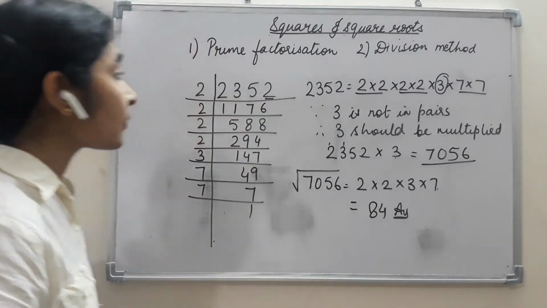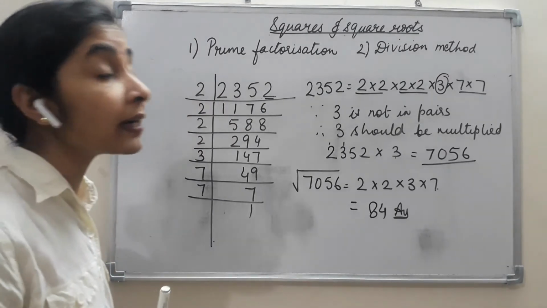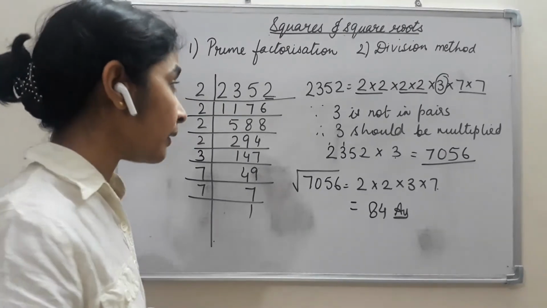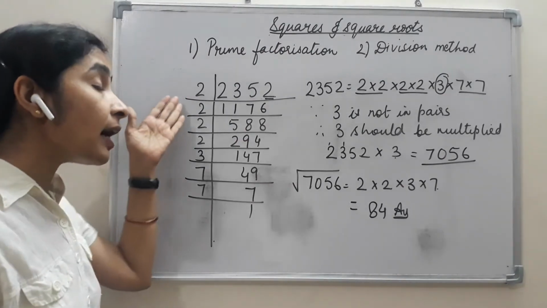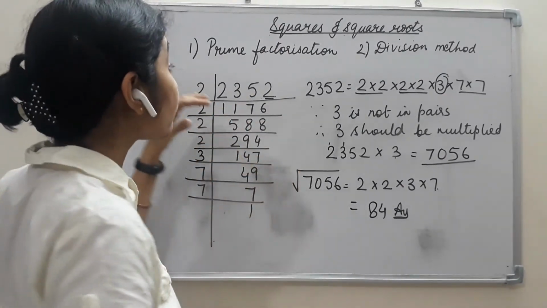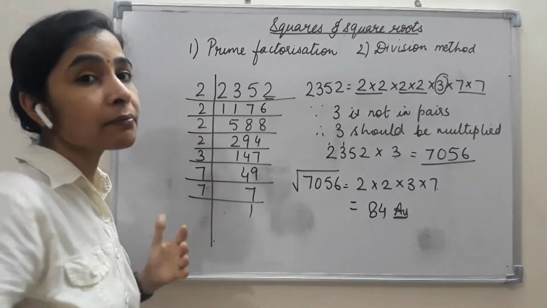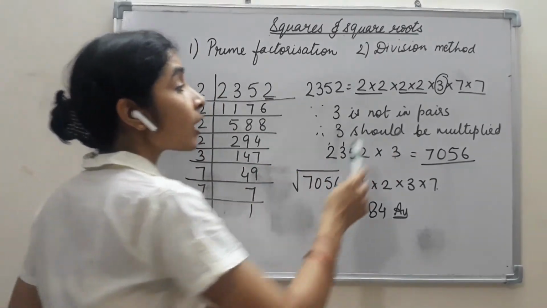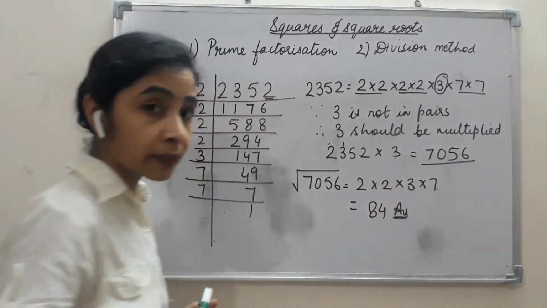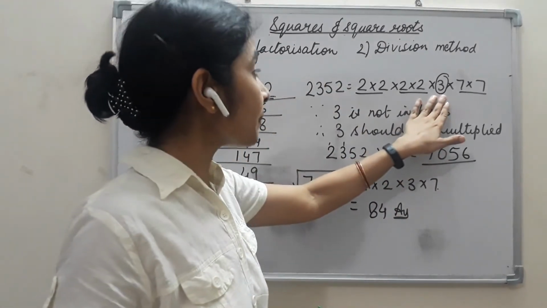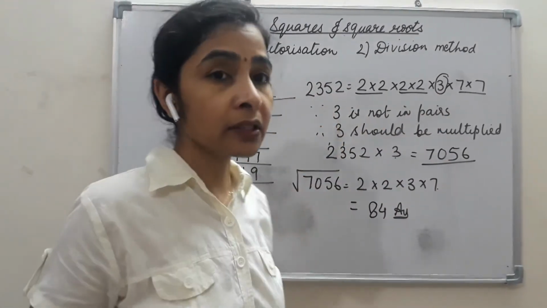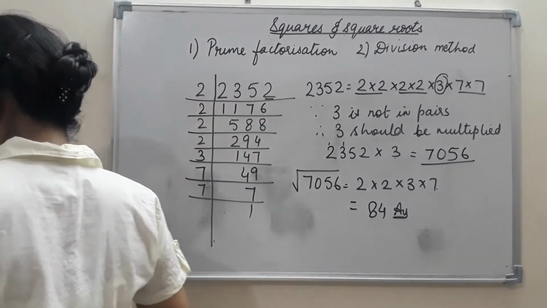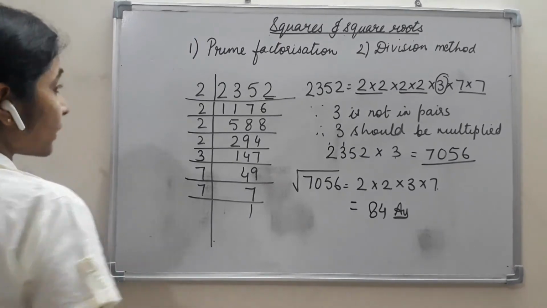So this type of questions we are asked, that what should be multiplied to a particular number to make it a perfect square. Now the same question can be asked in the opposite way also, that what should be divided from this number so that it makes it a perfect square. In that case also our answer will be 3. Why? Because 3 is not in pairs. So if we divide this number by 3, then also it will make it a perfect square number. Let us take the example from this only, then we will take one more example.